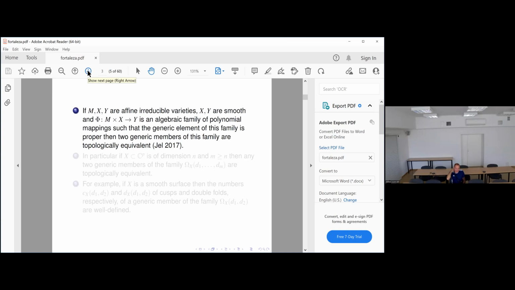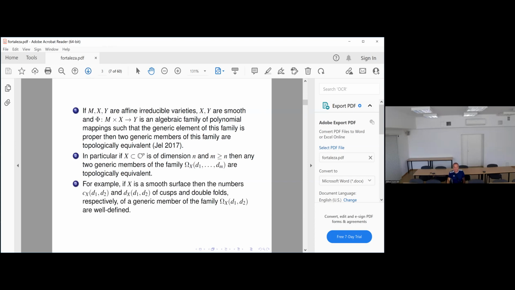If M, X, Y are affine irreducible varieties, and phi is an algebraic family of polynomial mappings such that the generic element of this family is proper, then two generic members of this family are topologically equivalent, which follows, for example, from my paper from 2017. In the case of Cn, it also follows from the famous Verchenko paper, in even more general settings, without any restriction. In particular, if X is of dimension n and m is greater or equal to n, then any two generic members of this family are topologically equivalent. For Cn, it is true in a more general setting by Verchenko's theorem.